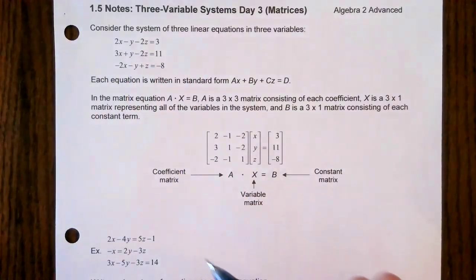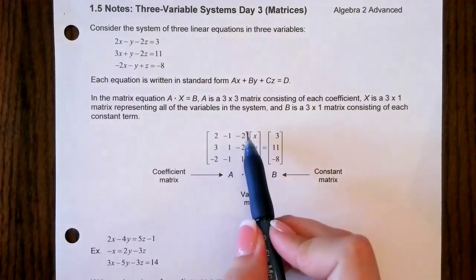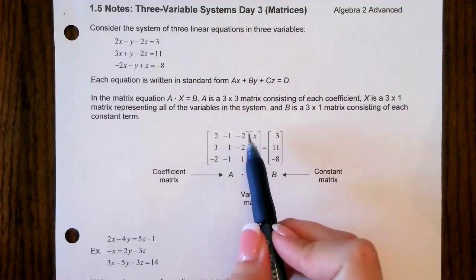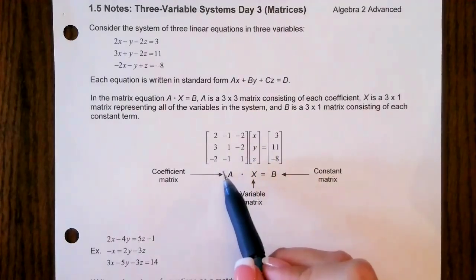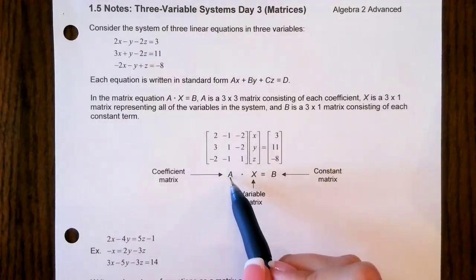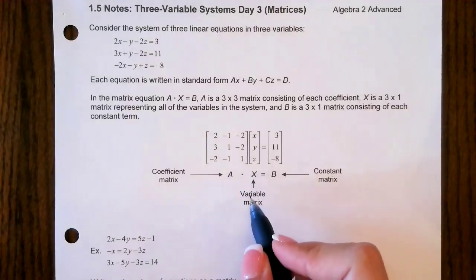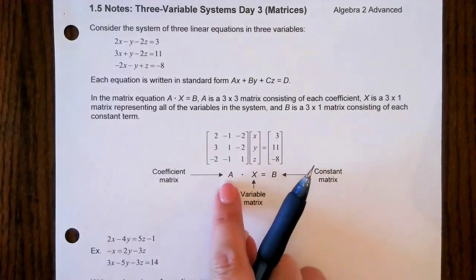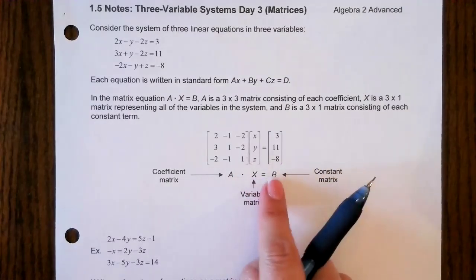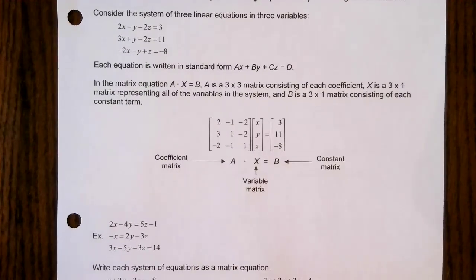We're going to organize that into a matrix equation here. We're going to set up a coefficient matrix first, then our variable matrix second, and then our constant matrix. We'll call this coefficient matrix A. We'll call the variable matrix X, since that's what we're solving for, those variables. And then we'll call our constant matrix B. So we set that up as A times our variable X equals B. So we're going to start practicing to get that into the correct format.